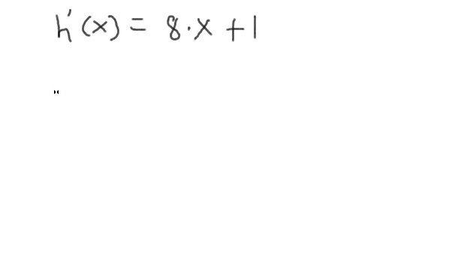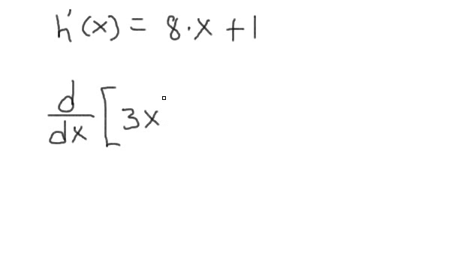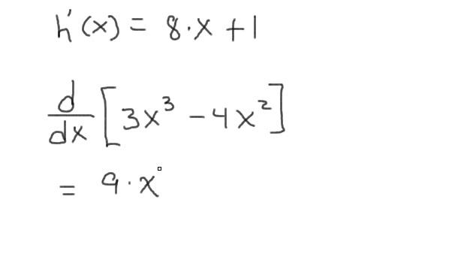Moving right along. Alright, let's say we were asked, we're going to use this notation this time. 3x to the third minus, let's say 4x squared. Alright, so we're going to take the derivative with respect to x. So 3 times 3 is 9. Subtracting 1 from the exponent. And 2 times 4 is 8. So there's our derivative, 9x squared minus 8x.